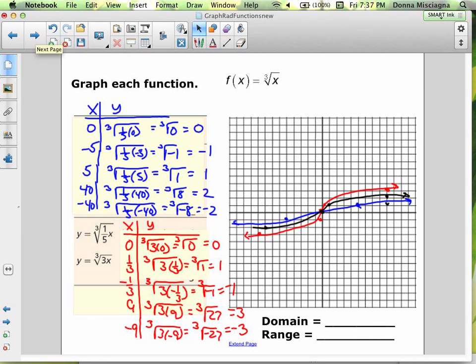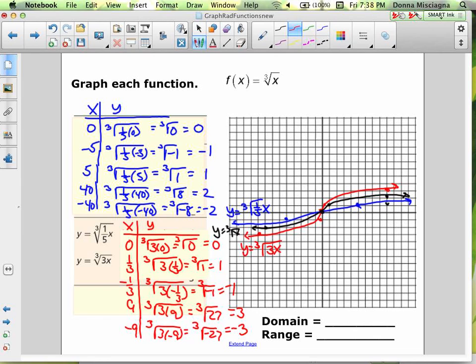All right, so we'll label our graphs. We have the black one, which is y equals the cube root of x. We have the blue one, which is y equals the cube root of 1/5 x. And then we have the red one, which is y equals the cube root of 3x. And before we talk about the type of transformation, let's talk about domain and range.